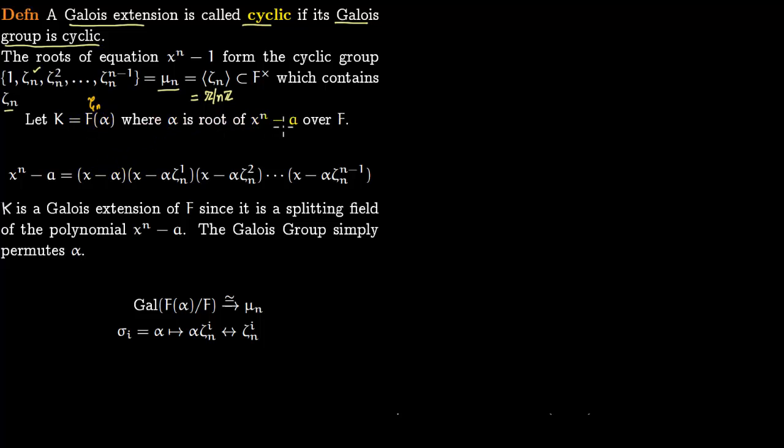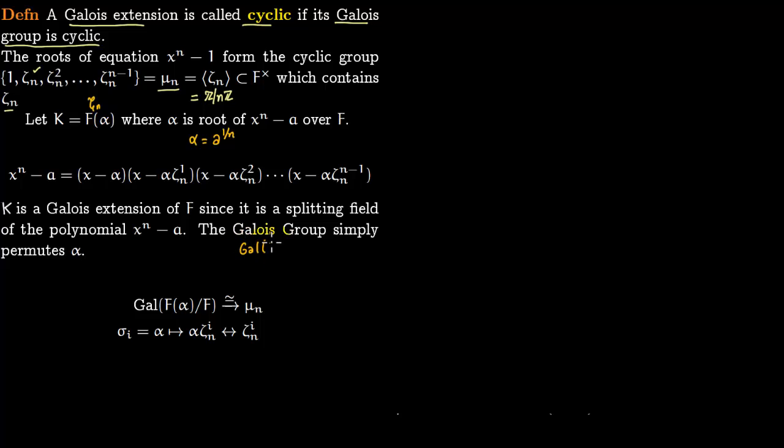Here alpha is a root of x^n minus a, so you set alpha equal to a to the power of 1 by n. This polynomial splits as x minus alpha, times x minus alpha zeta_n, and so on. This is the factorization of the polynomial. Now K is a Galois extension of F, since it is a splitting field of this polynomial and F already contains zeta_n.